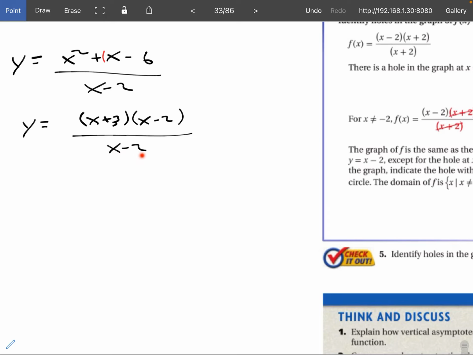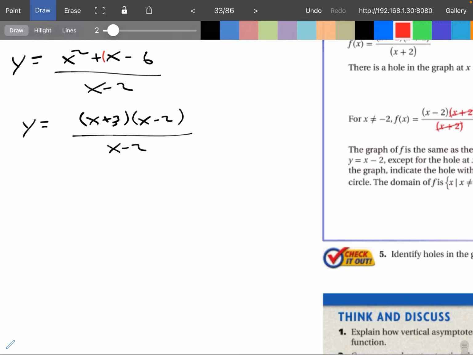Well, if this thing doesn't cancel out, we would set that denominator equal to 0, and that would tell us the vertical asymptote. But instead, on this one, this whole quantity cancels out that whole quantity. Well, then if that factor x minus 2 cancels out on the bottom, it's not a vertical asymptote anymore, it's a hole. So if you set x minus 2 equal to 0, you get x equals 2, and that means there's going to be a hole at x equals 2.